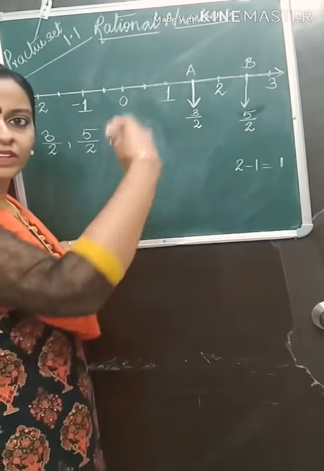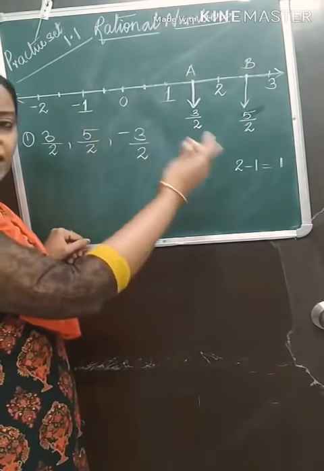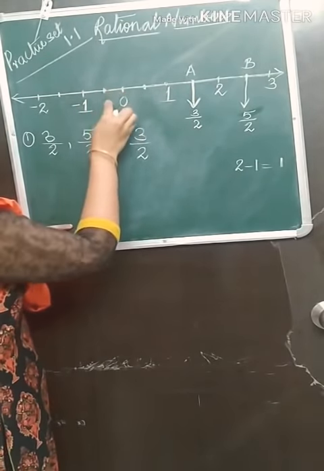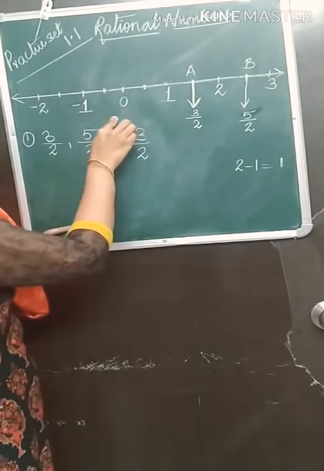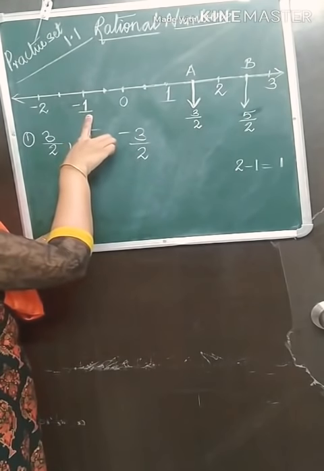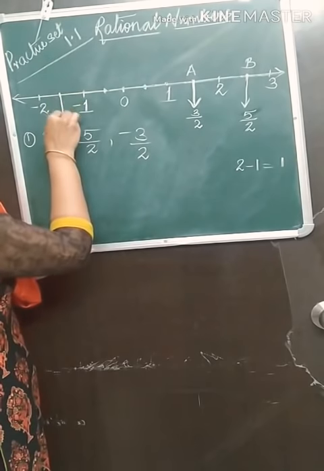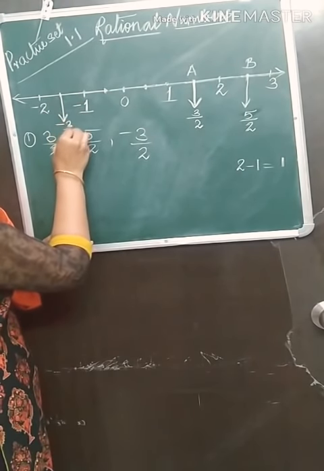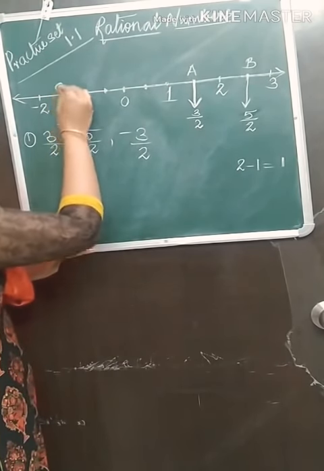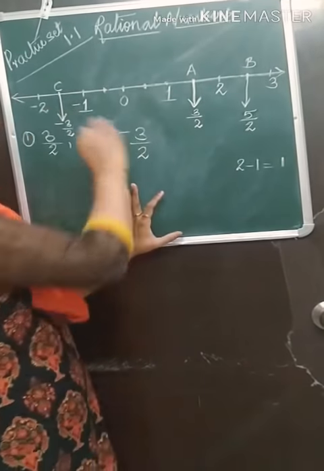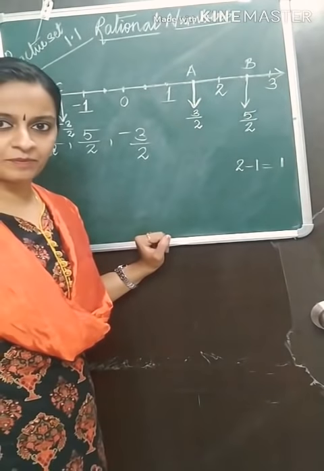Now minus will come on right side or left side? It will come on left side of 0. From 0, first dot will be minus 1 upon 2, minus 2 upon 2, minus 3 upon 2. So here you will get minus 3 upon 2. Give it as C. So now we represented all these rational numbers on a number line.